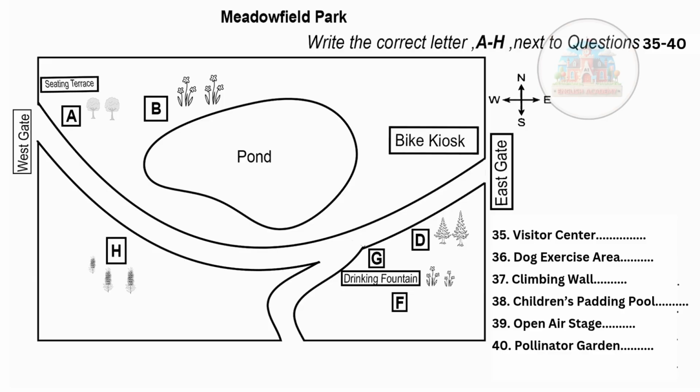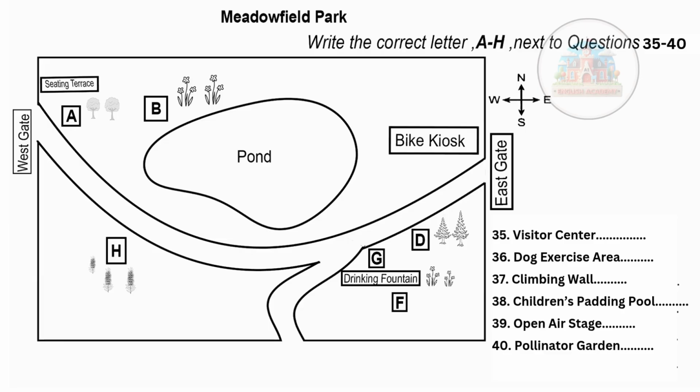You'll find it in the top left corner of the park, near the west gate, right beside the cluster of oak trees. You'll also notice we've installed a bike rental kiosk just inside the east gate. It's immediately to your left as you enter, making it convenient for those who want to cycle through the park's southern paths. The children's paddling pool has been relocated.